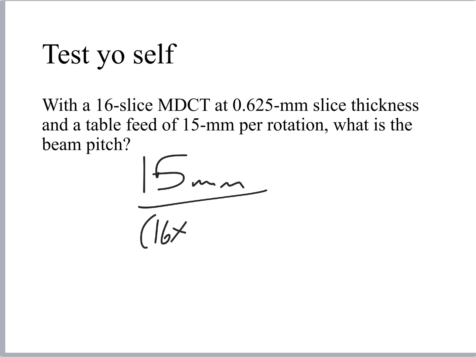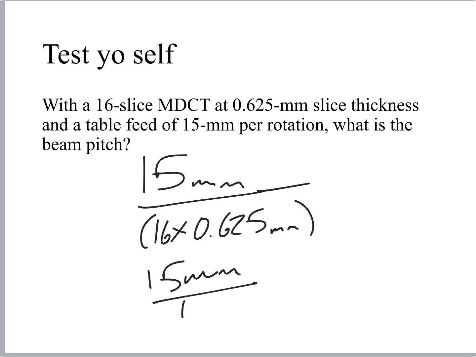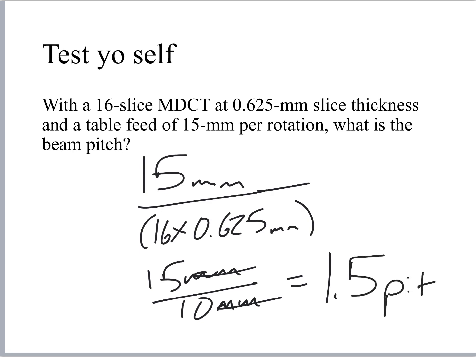We've got 16 slices. We're going to multiply that by the 0.625. You'll notice almost all these numbers are kind of binary, at least the slice thickness and things like that. So that would be 15 millimeters, pardon my writing, over 10 millimeters. So at this point, the millimeters just canceled, and we have a pitch of 1.5. 1.5 pitch is just the way that that would be expressed.